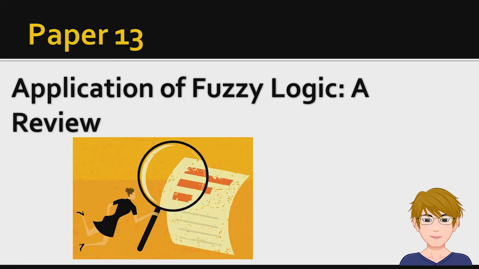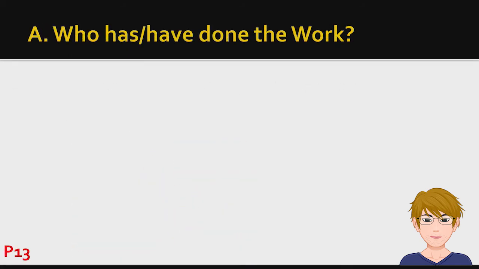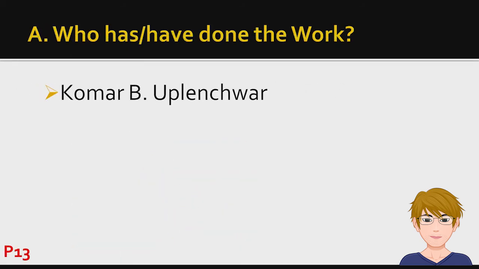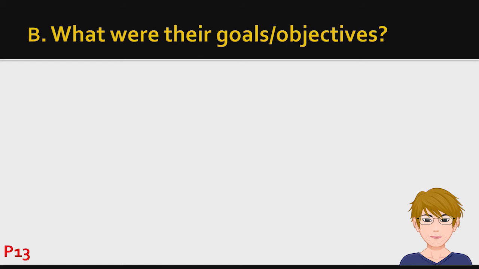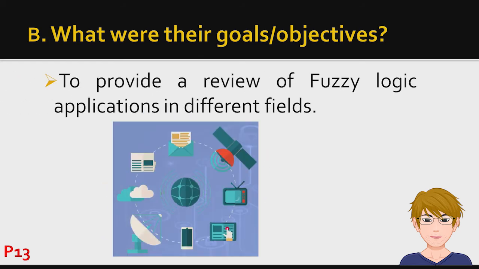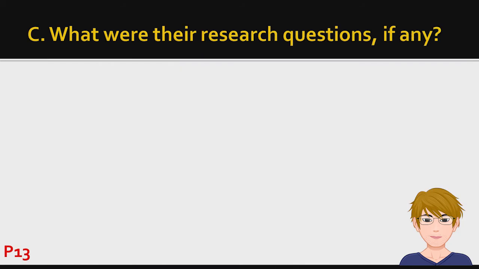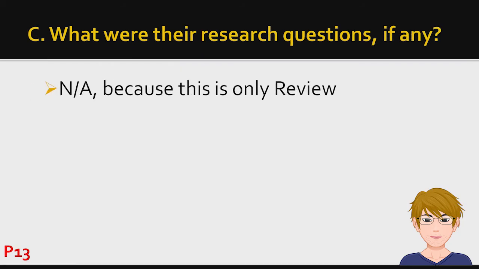So next paper is the number 13, the application of fuzzy logic, a review. So who have done the work? So 1 is a Komar B. Plenchuar. Number 2 is Ropali S. Kokate or Kokate. Okay, what were their goals or objectives? To provide a review of fuzzy logic application in different fields. So what were the research questions, if any? Not applicable because this is only a review.